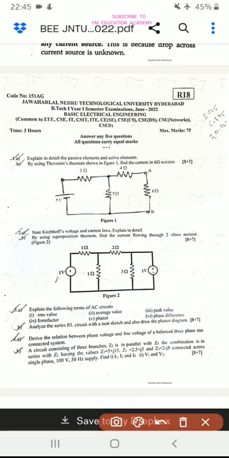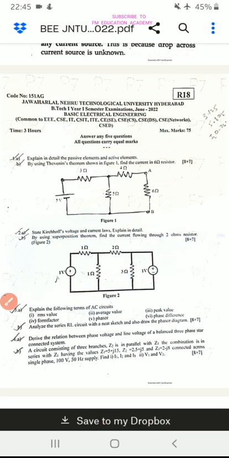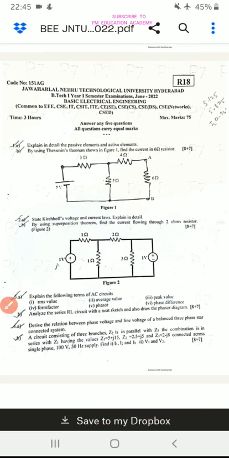By using the superposition theorem, find the current through the 2 ohm resistor. So this is also a very easy question. See the figure carefully. You have 1 volt here, you have 1 ohm, 1 ohm, 2 ohm, 3 ohm and 1 volt here. You have to find out the current flowing through the 2 ohm resistor.